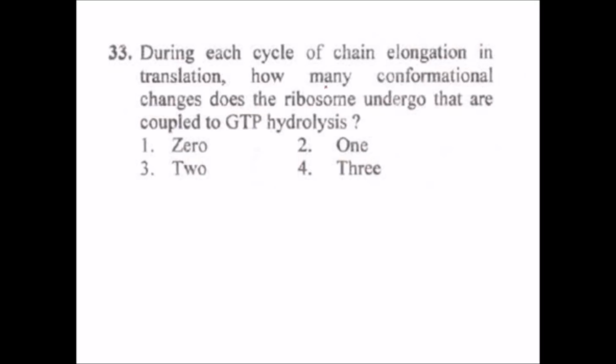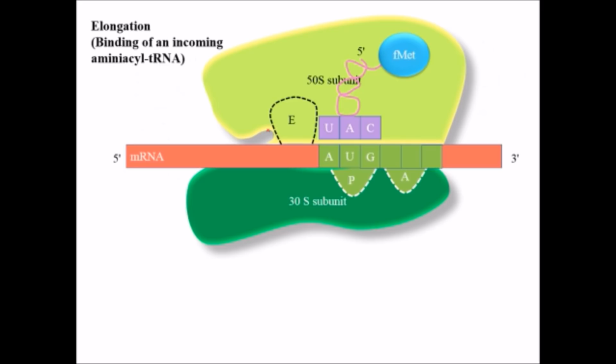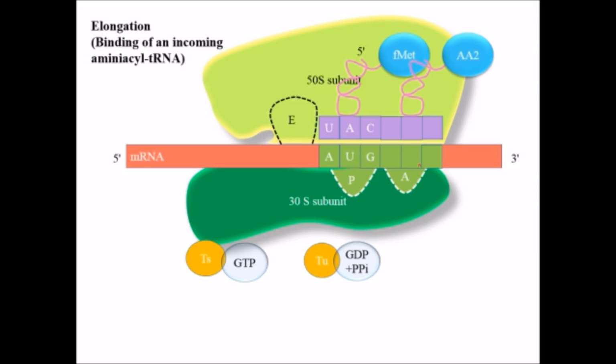During each cycle of chain elongation in translation, how many conformational changes does the ribosome undergo that are coupled to GTP hydrolysis? Actually, GTP hydrolysis takes place two times. Now look at this. What happens during elongation? First of all, tRNA along with EF-Tu and GTP binds at the A site. After that, GTP is hydrolyzed into GDP and removed, and it is used again in the cycle after it is recycled with the help of EF-Ts, where GDP is exchanged with GTP on the EF-Tu complex.